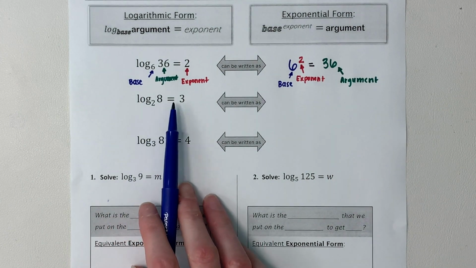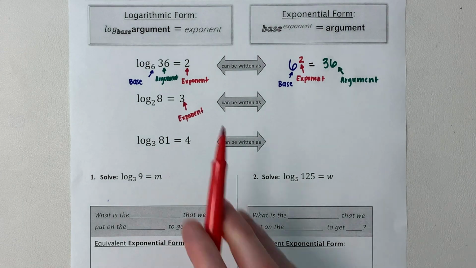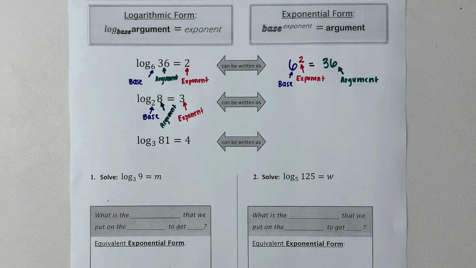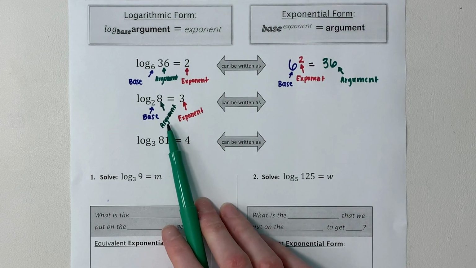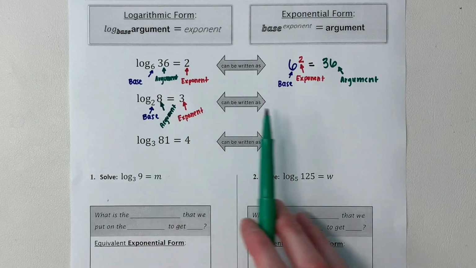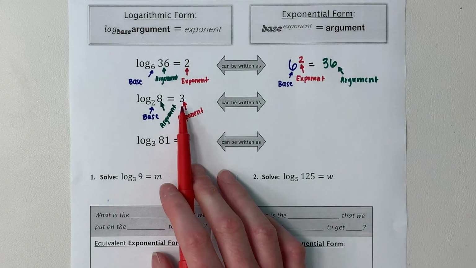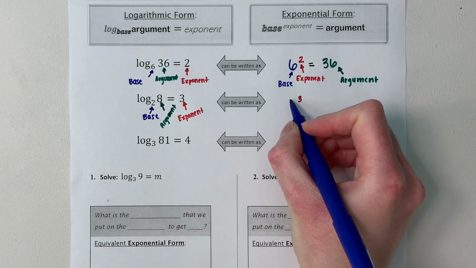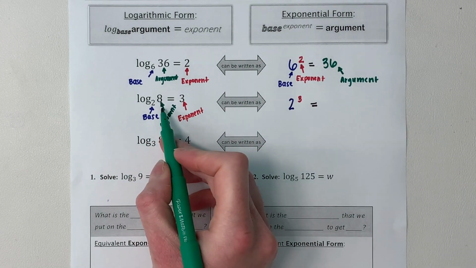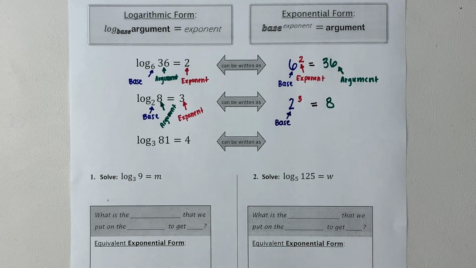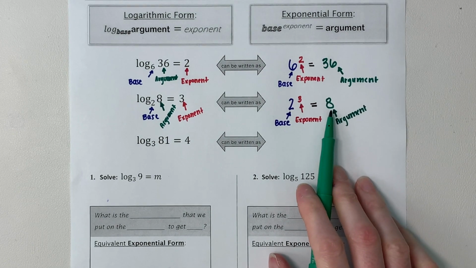Log base 2 of 8 equals 3 means that 3 is the exponent that we need to put on the base 2 in order to get the argument, or in other words, the answer 8. Let's write this logarithmic form in its equivalent exponential form. We said that 3 is the exponent that we need to put on the base 2 to get the answer, or the argument, 8. And let's label the parts. 2 is the base, 3 is our exponent, and 8 is the argument.